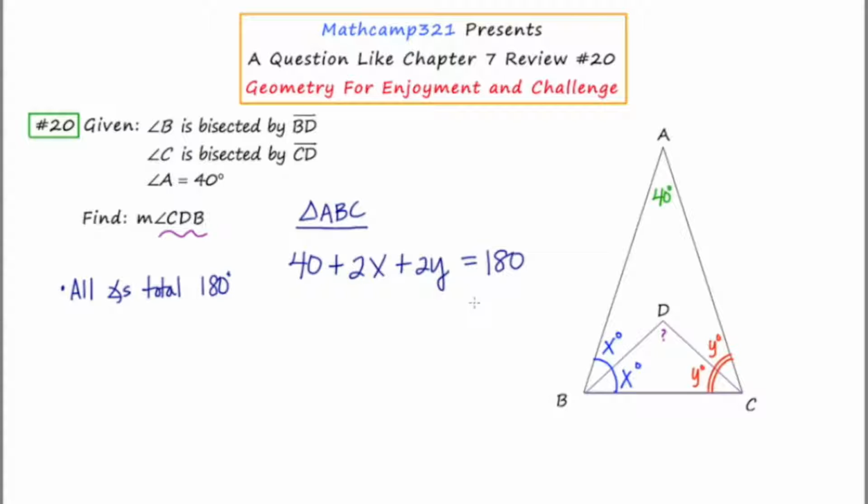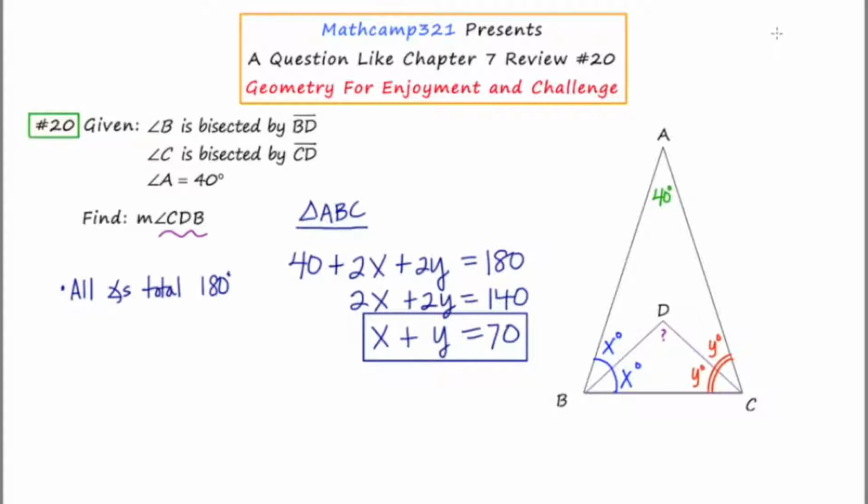Now, this is starting to look a little bit like a system because there are two variables. So just playing that game for a second, I'm going to move the 40 to the other side by subtracting it, leaving me with 2x plus 2y equals 140. Noticing that each of these terms is divisible by 2, I can make my life even easier and say that x plus y equals 70. I can't clean that up much more than that.